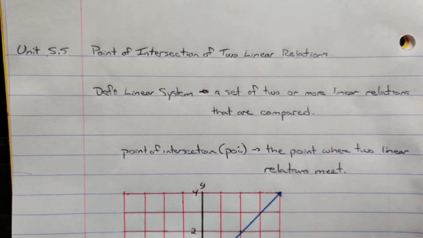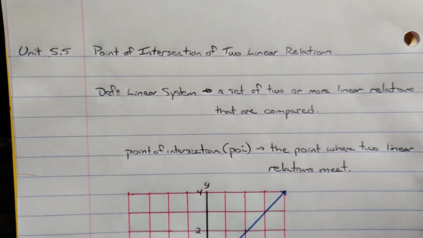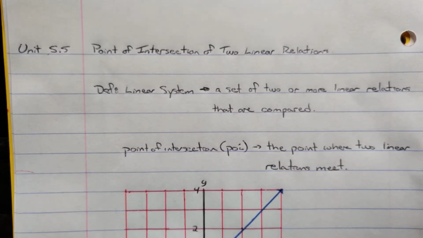This is the last section of our linear topics in general. And what we're looking at is the point of intersection of two linear relations. So in this case here, we're going to be looking at where do the lines meet? What point do they meet at? And this can give us some valuable data at different times.